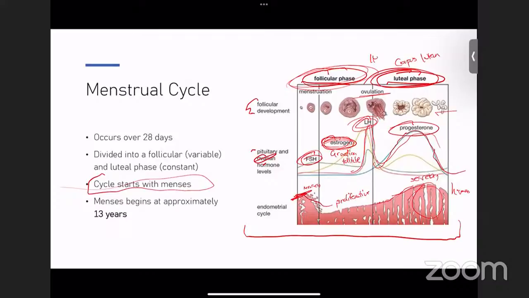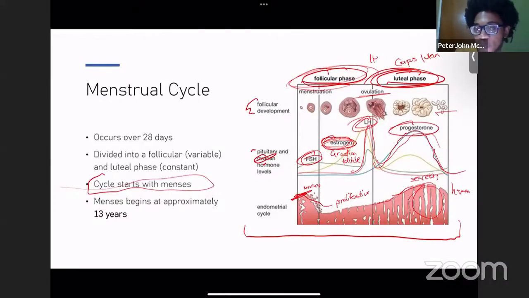So the Graafian follicle forms into the corpus luteum, which is otherwise known as the yellow body. And this yellow body now secretes progesterone. The progesterone builds up and maintains the structure of the uterus lining, preparing it for implantation if fertilization occurs. In the event that fertilization doesn't occur, it turns into a white body, which stops secreting progesterone.